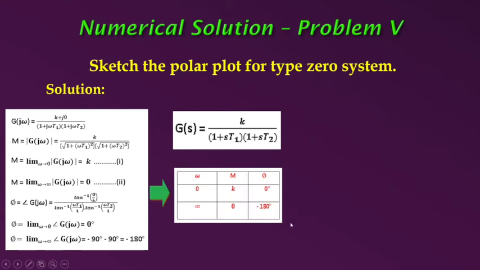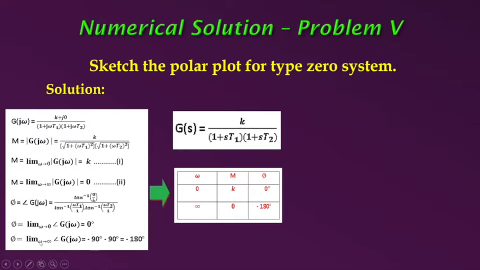Then taking this table. When omega equal to 0, calculate the magnitude. Put omega equal to 0, then the magnitude is equal to K. Similarly, when we put omega equal to infinity, we get magnitude equal to 0. Then when omega equal to 0, calculate the angle. This angle is 0, so when we put omega equal to 0, the angle is 0 minus 0, that means 0.